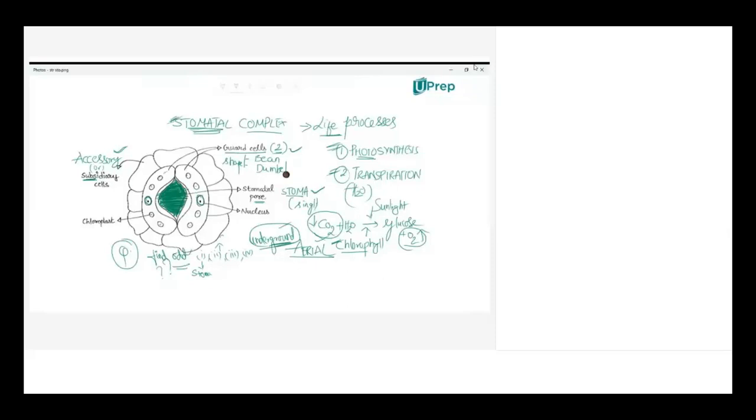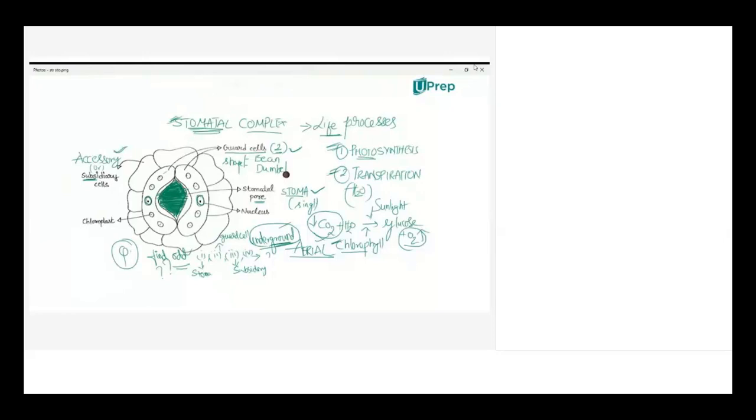So when the question is like this, you have to be familiar with what are the different components of a particular complex or a particular concept. Okay, and a kind of question can be asked on guard cells.